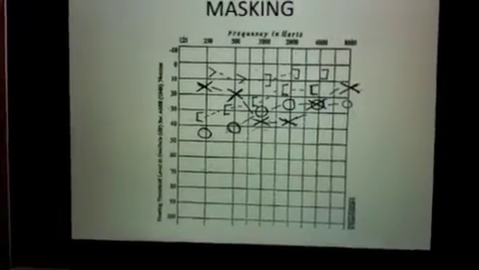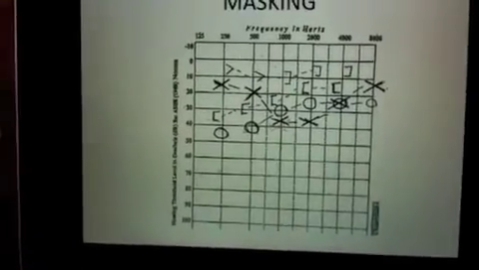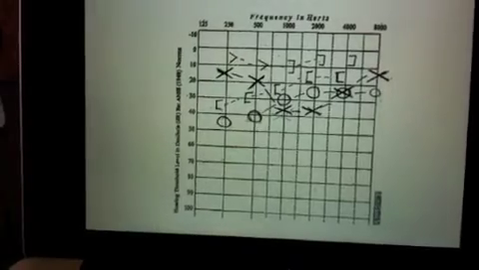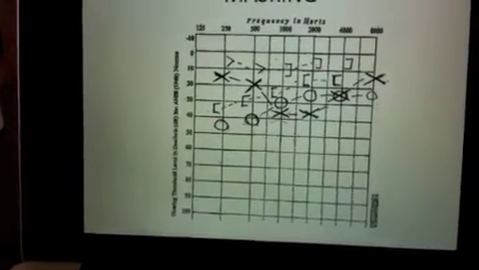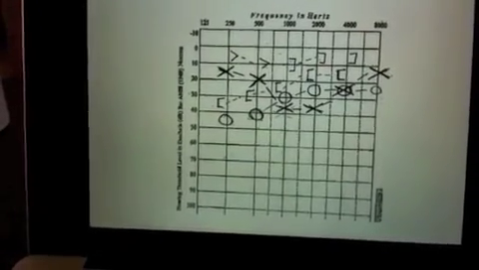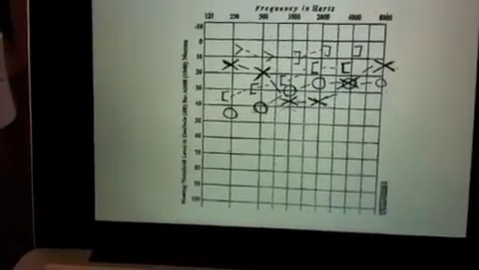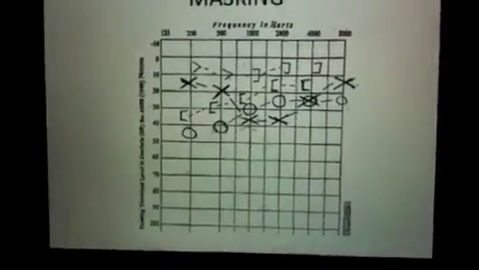Now remember, masking happens via air conduction, so we'd have to put speech noise in the non-test ear to elevate the threshold such that it doesn't participate in word recognition delivered to the right ear.